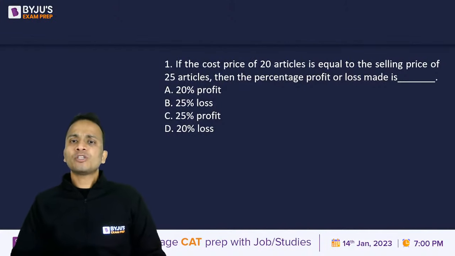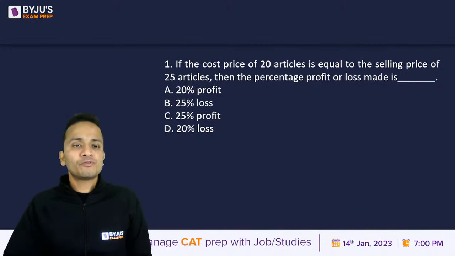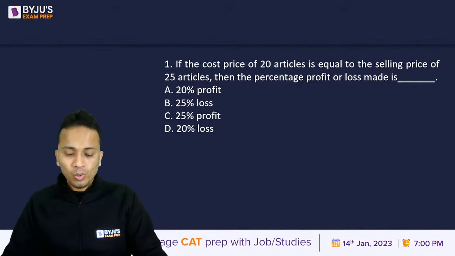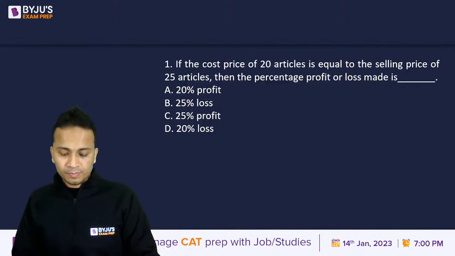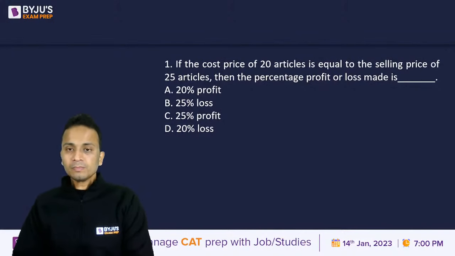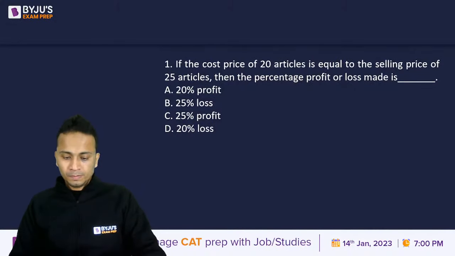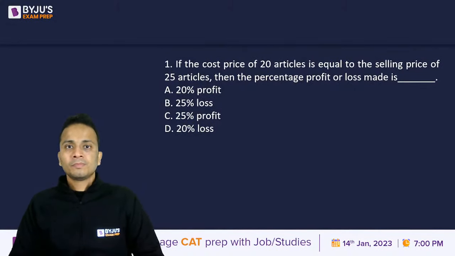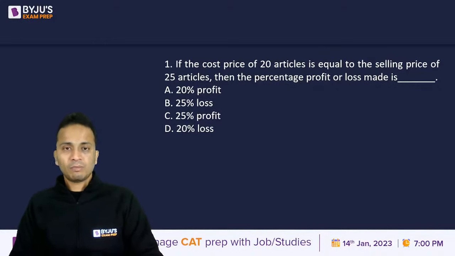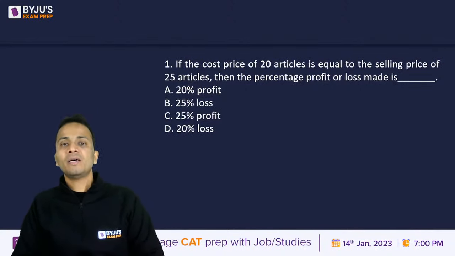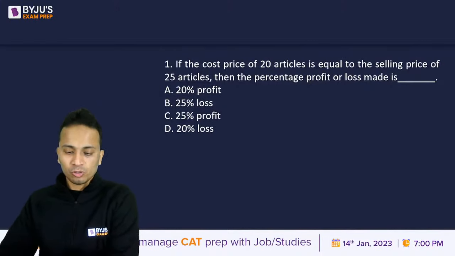The question says that if the cost price of 20 articles is equal to the selling price of 25 articles, then the percentage profit or loss that will be made in this transaction will be how much. If the cost price of 20 articles is equal to the selling price of 25 articles, then what will be the profit or loss made in this whole transaction?